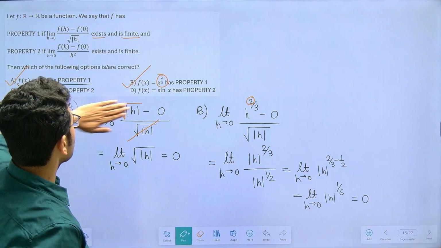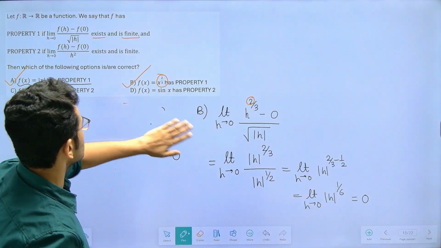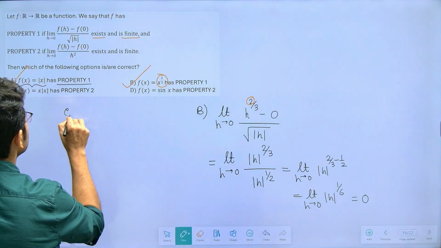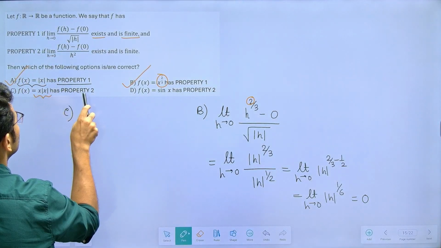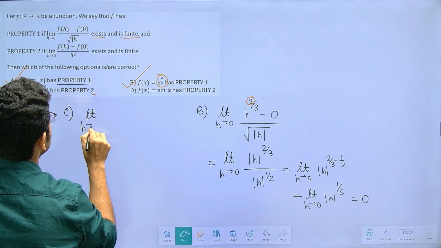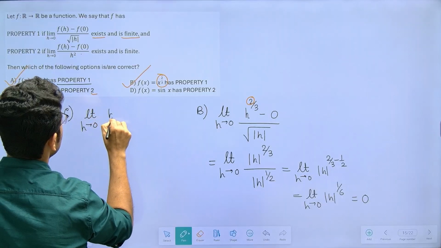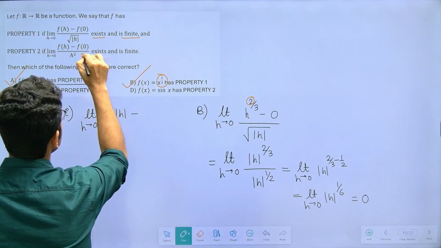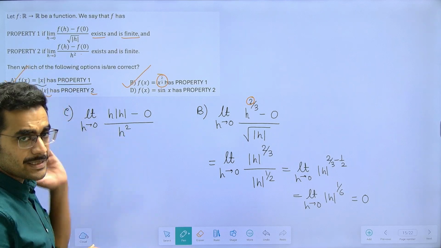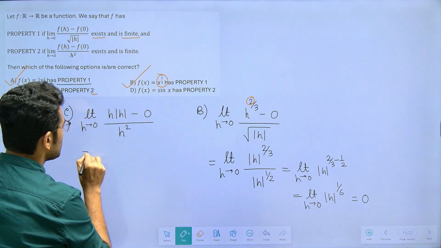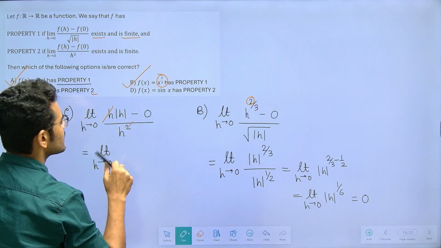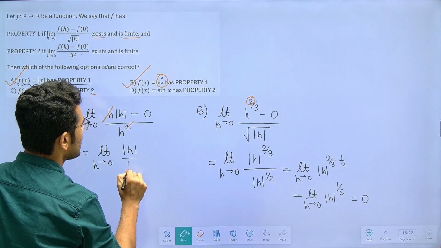Now let us see property 2. Let us test option C. Option C is f(x) equal to x mod x has property 2. For property 2, we need to check this limit. Limit h tends to 0, f(h) will be h into mod h minus f(0), that is 0, divided by h square. Does this limit exist finitely? Let us see what this limit is. One h will be cancelled out, so it will be mod h by h.